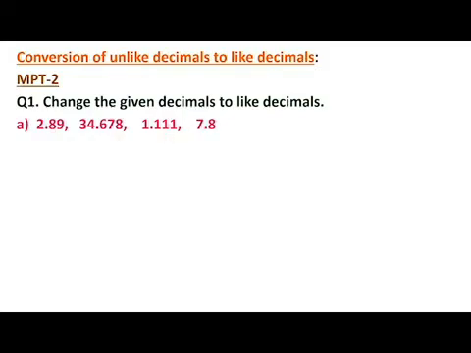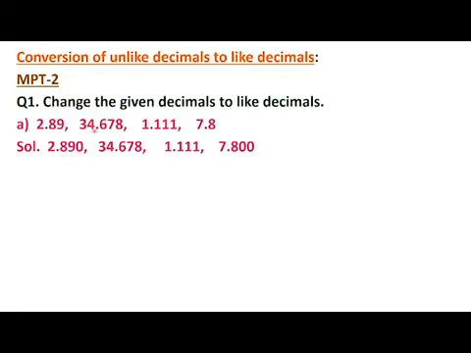For making them like decimals, what we need to do is find which number has the maximum number of decimal places. We can see here this one has 2 decimal places, this has 3, this is also 3, and this is only 1. So the maximum number of decimal places we have is 3. Everywhere, in all the numbers, we will make 3 decimal places by adding 0 at the end. So 2.89 will become 2.890. We will make it 3 decimal places.